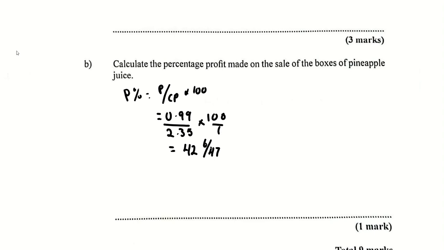Right? And that is how you would do this question. This is number 1 right here, and that is how you would do number 1, paper 2 for January 2025.